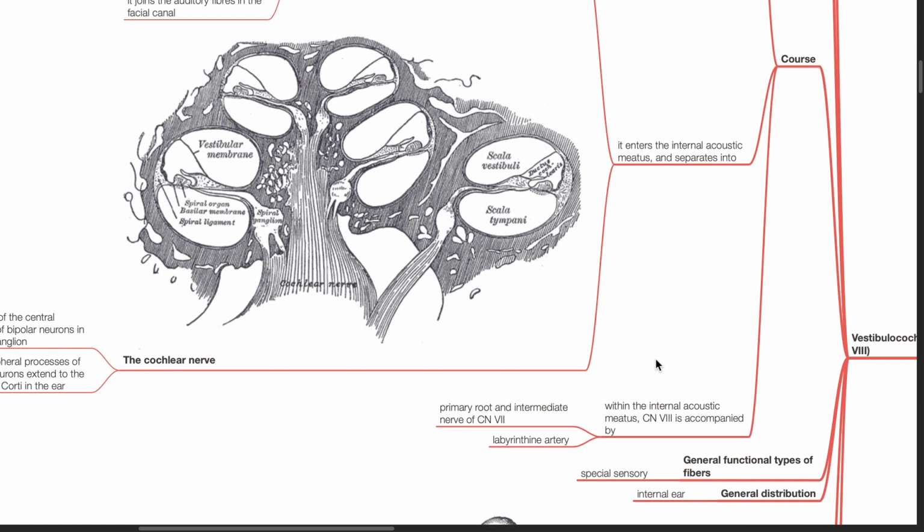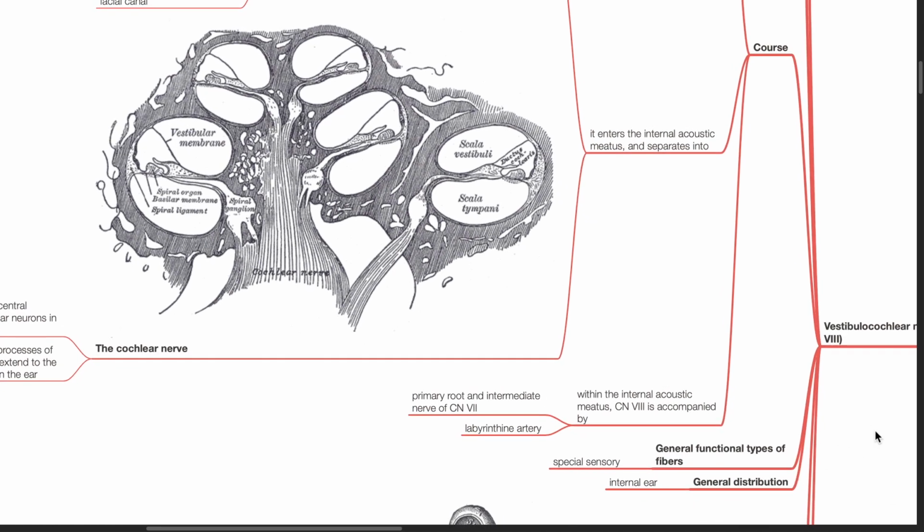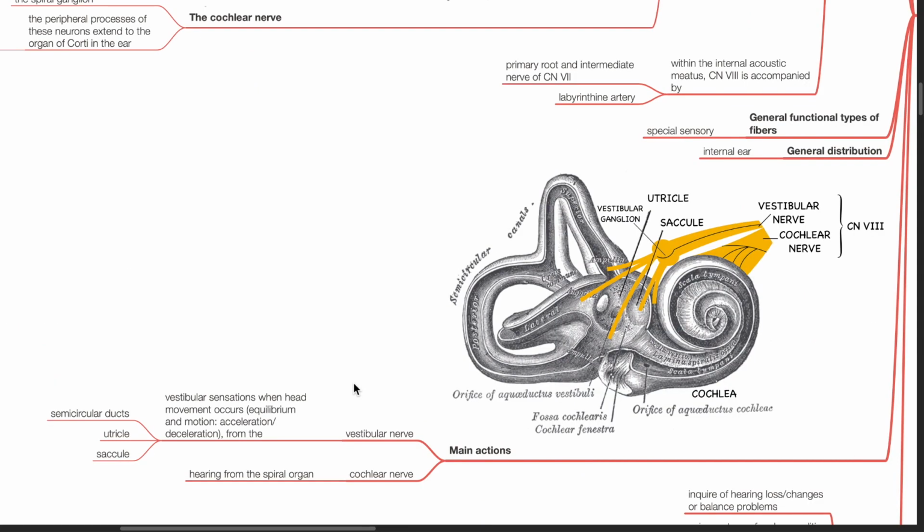General functional type of fibers for cranial nerve 8 is special sensory, general distribution to the internal ear. Main actions. The vestibular nerve transmits vestibular sensations when head movement occurs, during equilibrium and motion, acceleration or deceleration from the semicircular ducts, utricle and saccule. The cochlear nerve transmits hearing sensation from the spiral organ.